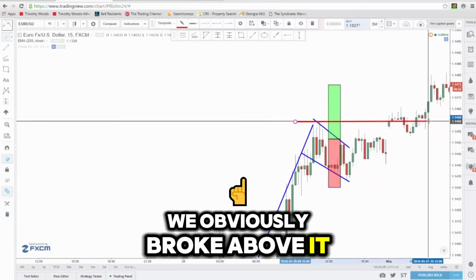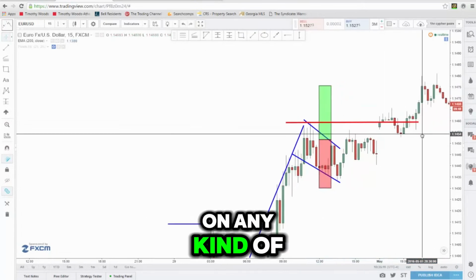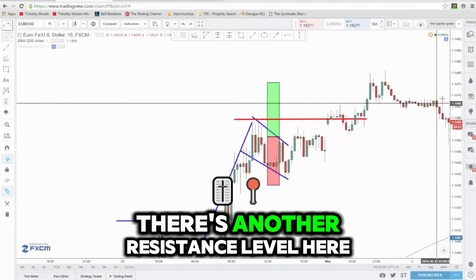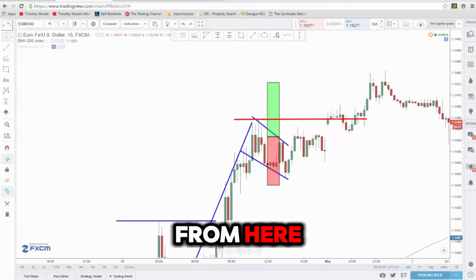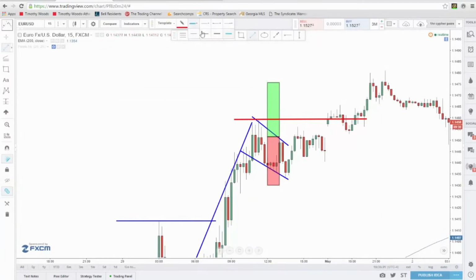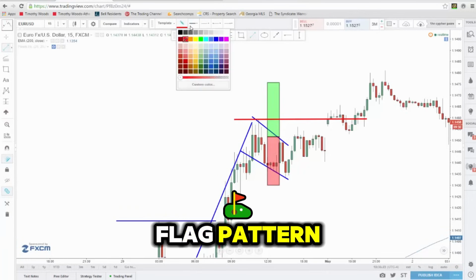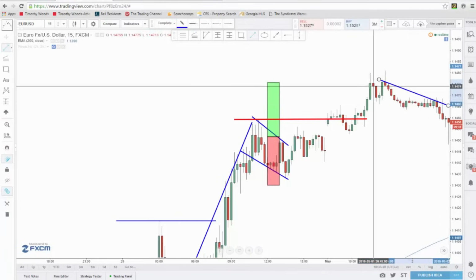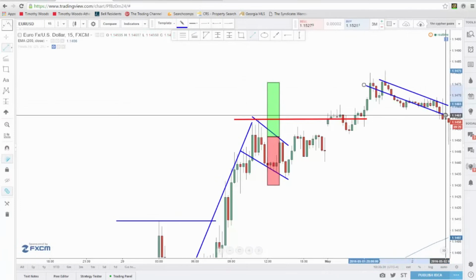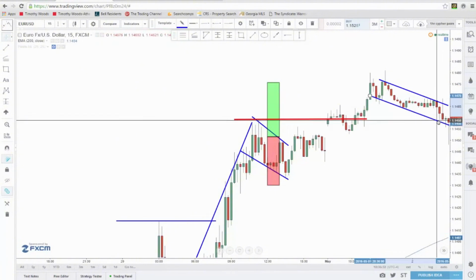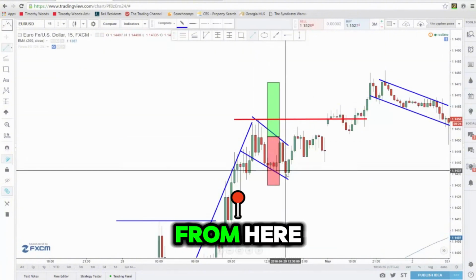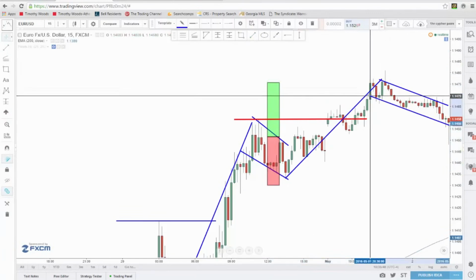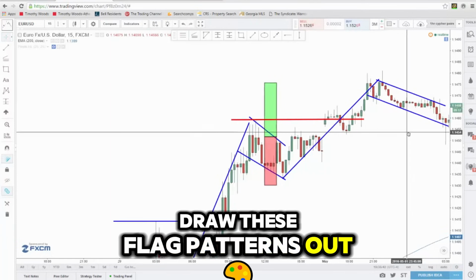We obviously broke above it, so now we wait on any kind of simple pattern. There's another resistance level here. From here, now we can pull a flag pattern from resistance to resistance. And the pole would be from here. Not that it really matters, but that's just how I've decided to draw these flag patterns out for you guys.